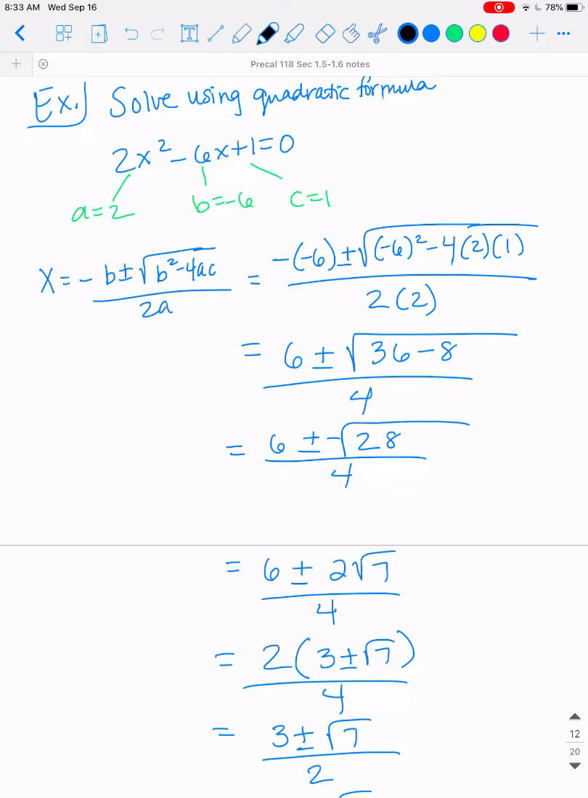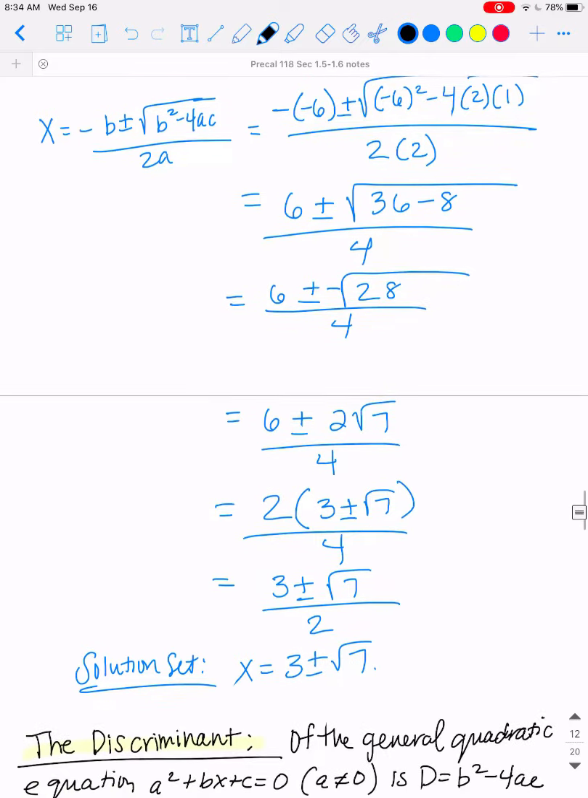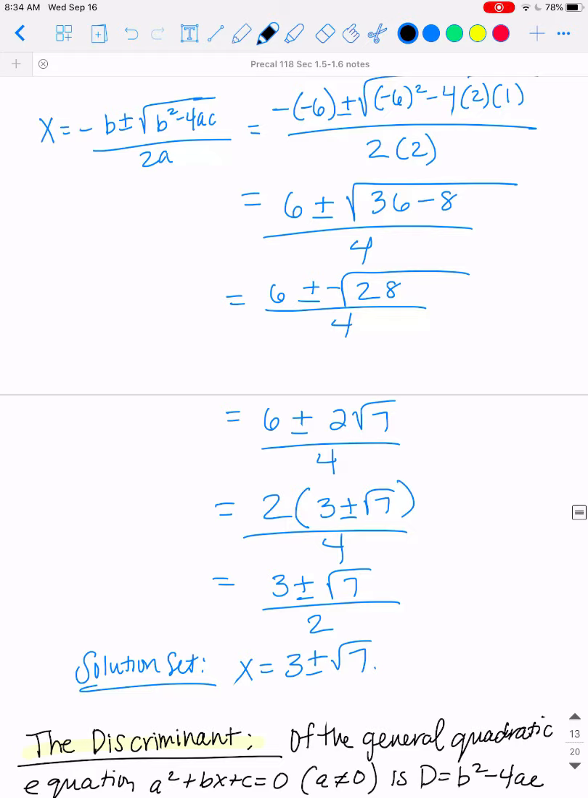So we have opposite of b plus or minus square root negative 6 squared minus 4 times 2 times 1 over 2 times 2. So in simplifying this, we get 6 plus or minus square root 36 minus 8 over 4. So we just went ahead and multiplied the 2 times 1 is 2, 2 times 4 is 8, and then negative 6 squared is 36. So we have 6 plus or minus square root 28 over 4.